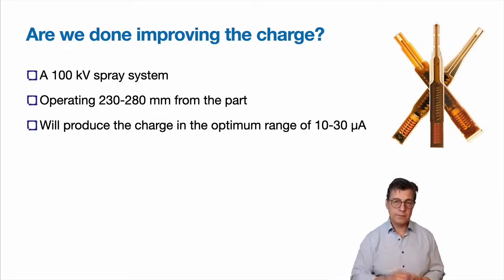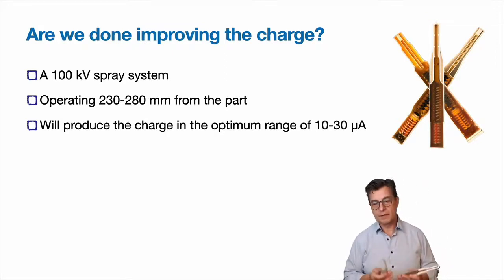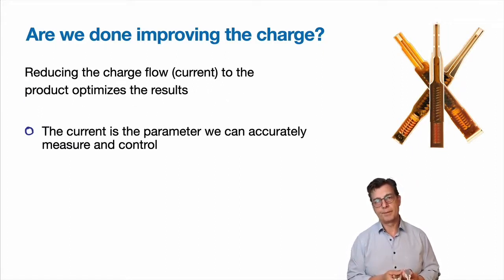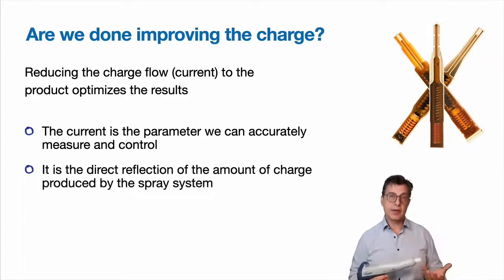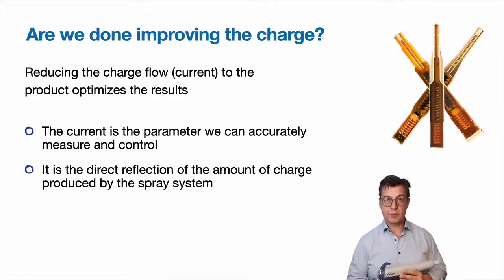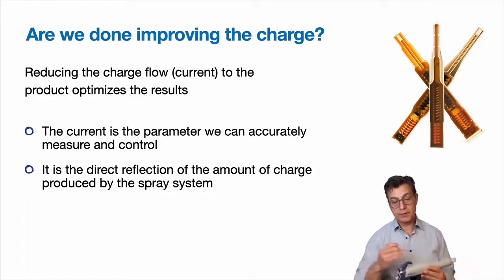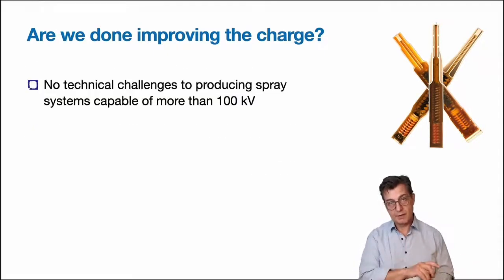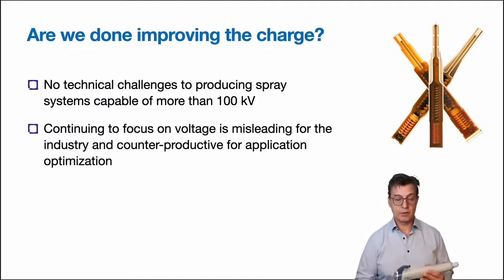Because remember, all those high voltage multipliers, they look and work exactly the same. And if ever somebody says, oh, my spray system charges the powder better, ask why. Most likely you will not get a clear answer. The current is the parameter we can accurately measure with most spray system controllers. It is the direct reflection of the amount of charge flow produced by the spray system and flowing, in most cases, from the tip of the gun to the product we're trying to coat.